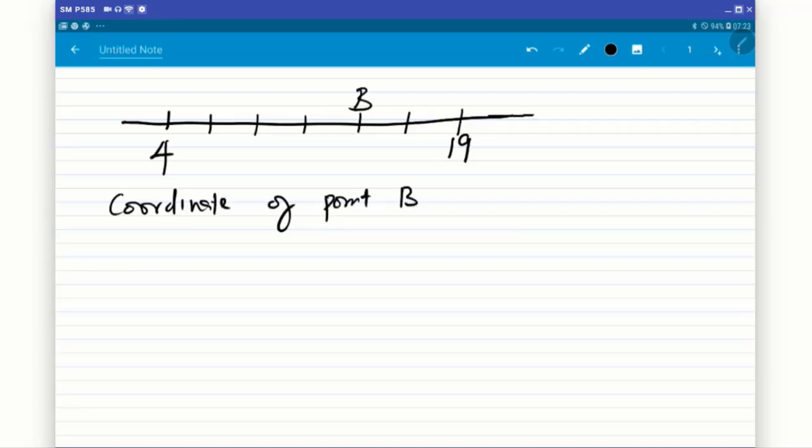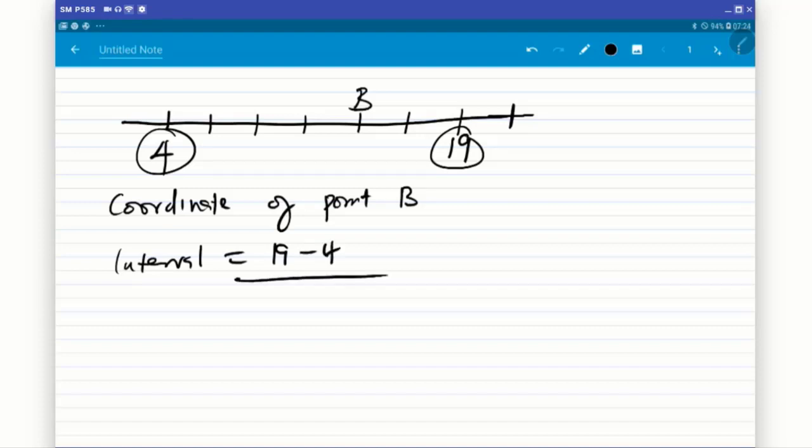So any coordinates you are given at all, no problem. Just pick any two you can see. So now I have 4 and 19. So what do I do? The interval will be equal to 19 minus 4 divided by the number of intervals. How many intervals do I have? I have 1, 2, 3, 4, 5, 6. 6 intervals. So divided by 6. This gives me 15 over 6. And when you divide 15 by 6, what do we have? We have 2.5. So that means the interval of this number line is 2.5.